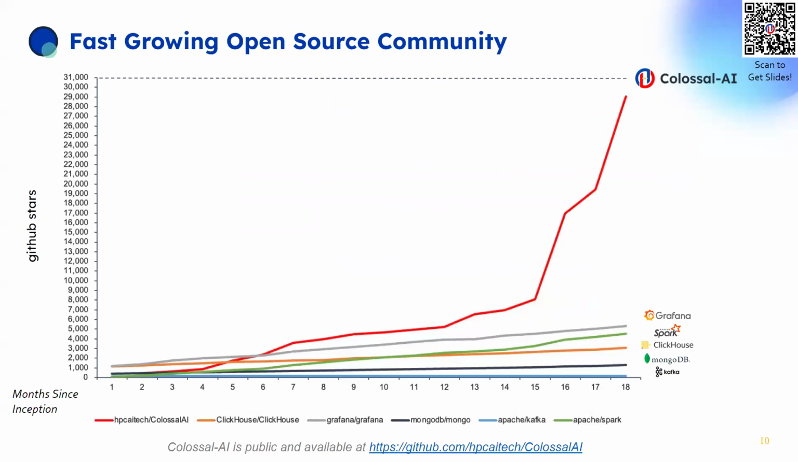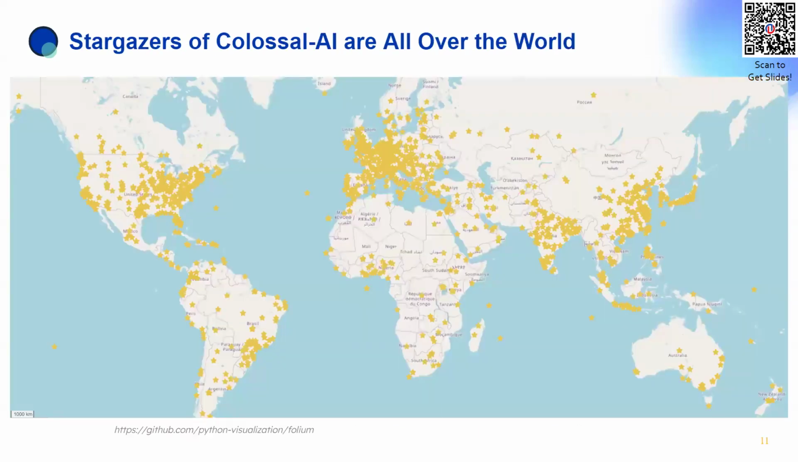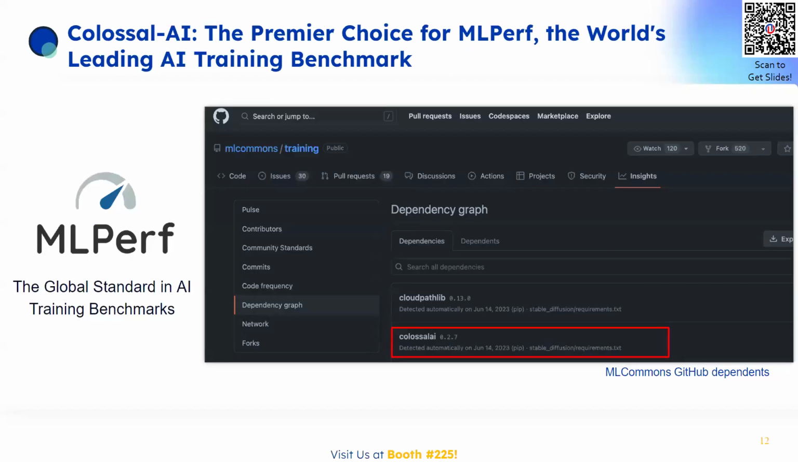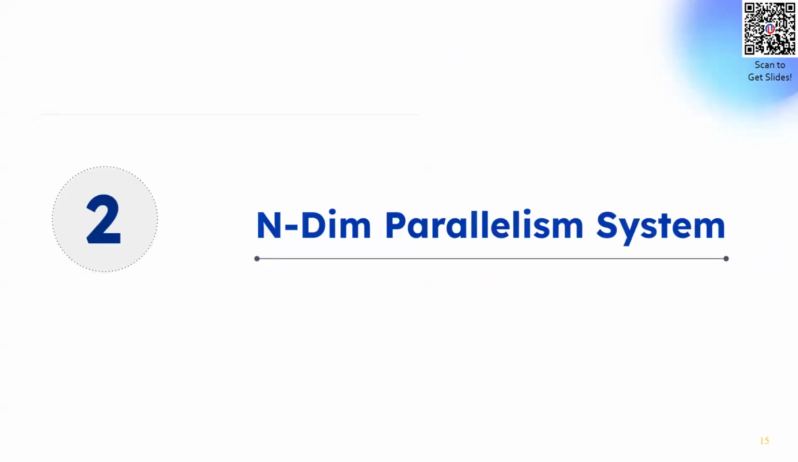By the way, I also briefly go over this. If we can implement the techniques very efficiently, we can make the software very popular. Like ColossalAI already got more than 30,000 stars on GitHub. It's actually fast, even faster than traditional software like Spark. I also have many users and developers over the world. Here is a map of my GitHub stars. Well, I'll just skip this part and go to the technical parts.